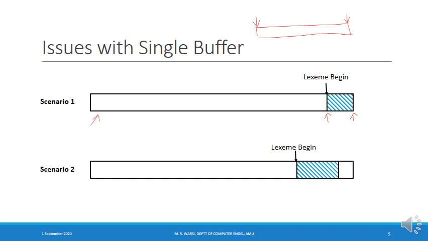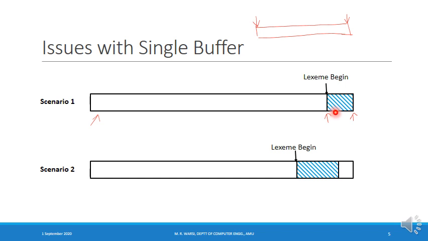So the previous content, this content of the buffer, will be overwritten. So there will be a problem in the recognition of the token. And why is this problem arising? This problem is arising because a portion of the token is there in one segment and another portion of the token is there in another segment. So when I bring in the second segment, the previous segment is overwritten from the buffer.